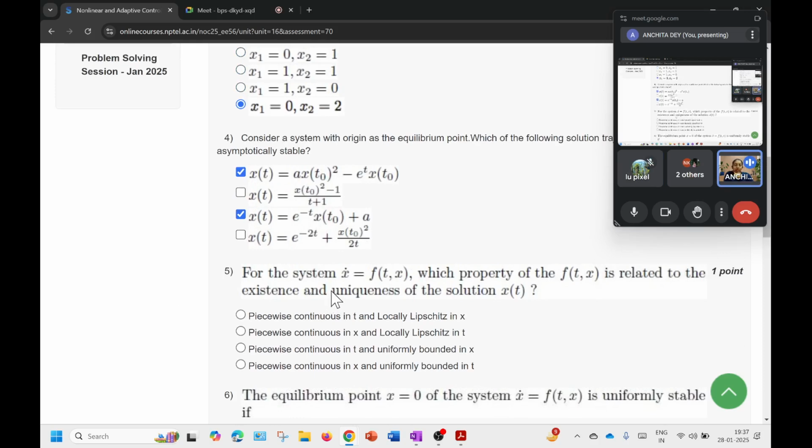This is a very simple theoretical part. I think you guys have gone through the notes and noted it. For the system x dot is equal to f of t, x, which property is related to existence and uniqueness? So you can read actually Khalil's book. There is a book by Khalil.